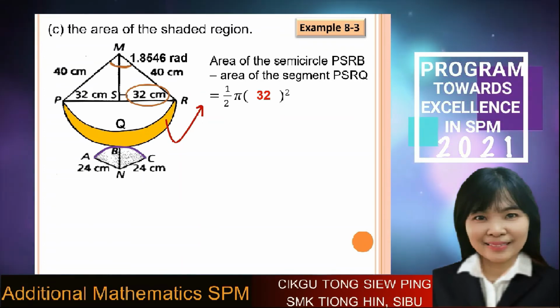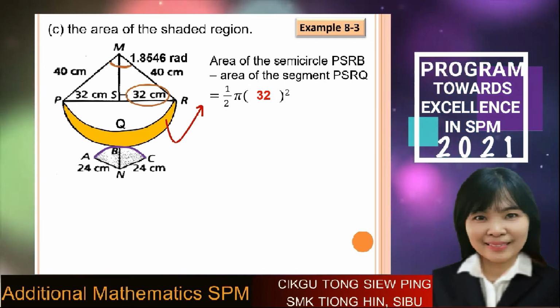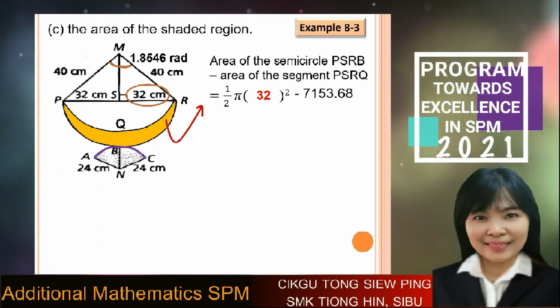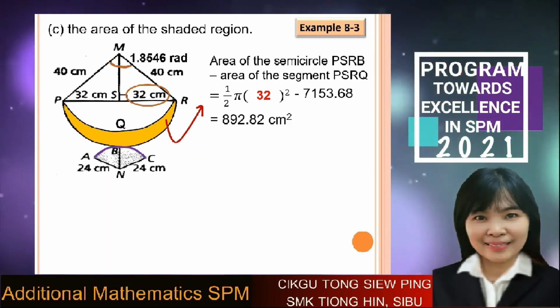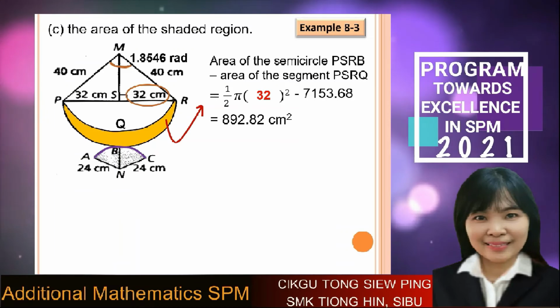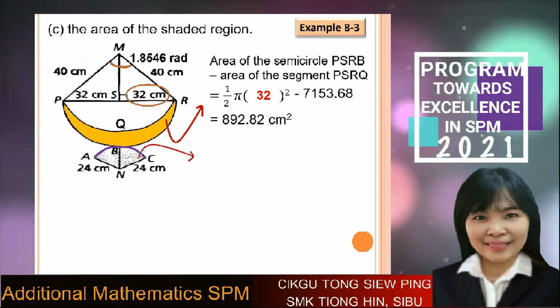And subtract the area of the segment PSRQ that we have found in the previous part, that is 7,153.68. Use your calculator to get the answer, that is 892.82 cm squared.